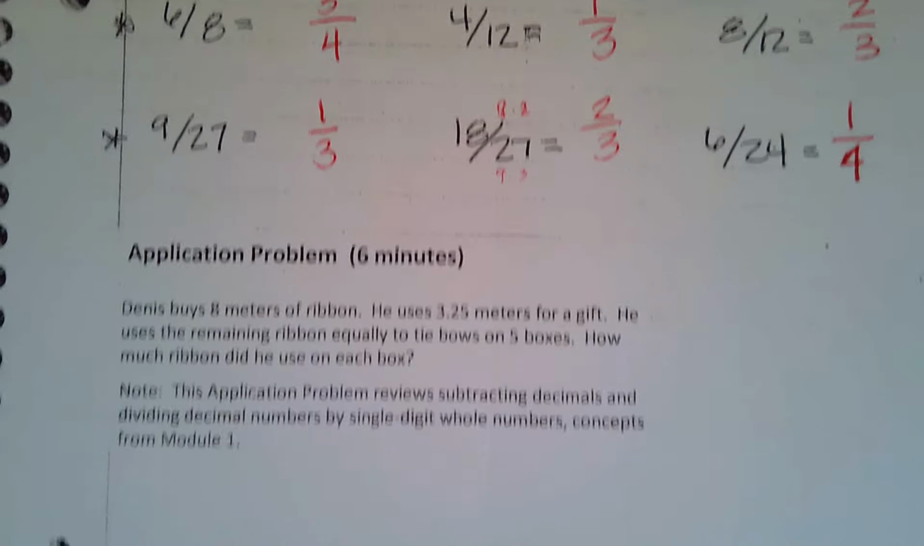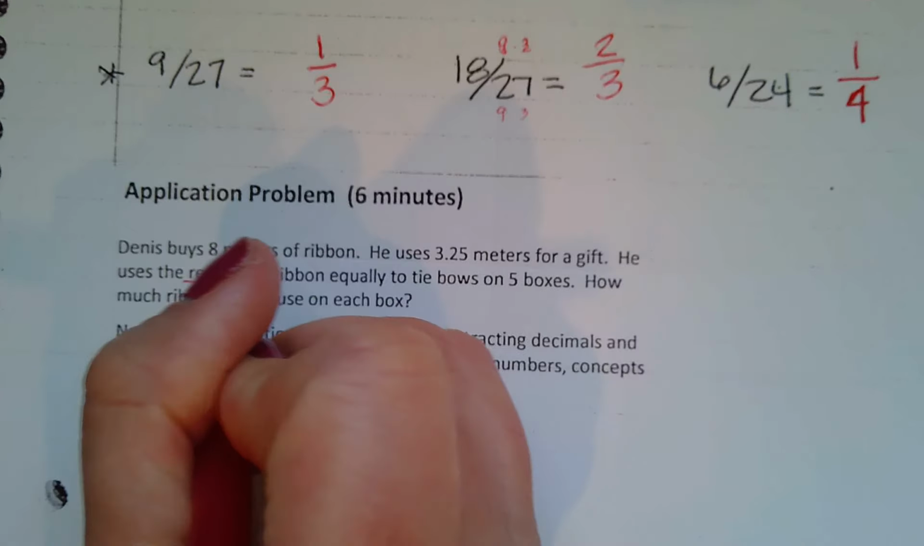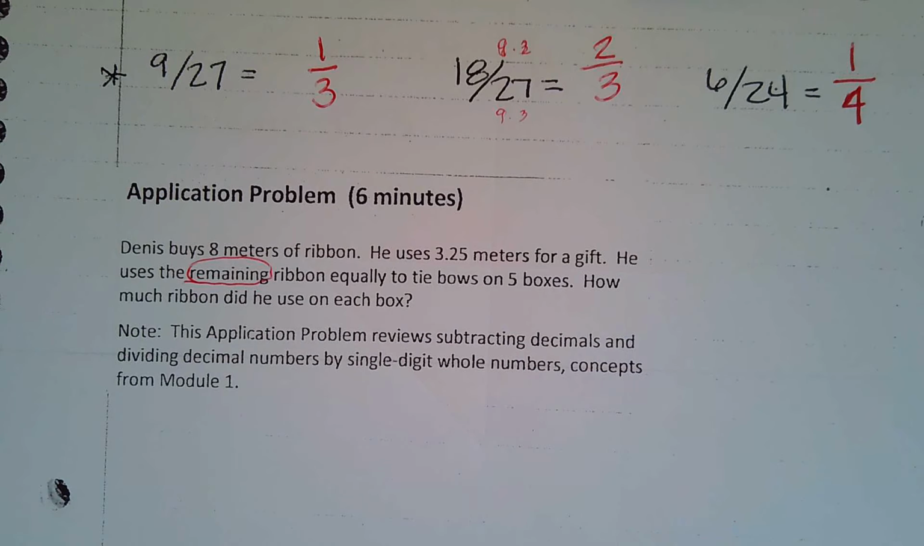Now we're moving straight into our application problem. Dennis buys 8 meters of ribbon. He uses 3.25 meters for a gift. He uses the remaining, remember that? The remaining ribbon equally to tie bows on 5 boxes. So what is he doing? He's taking the remaining and splitting it between 5 boxes. How much ribbon did he use on each box?